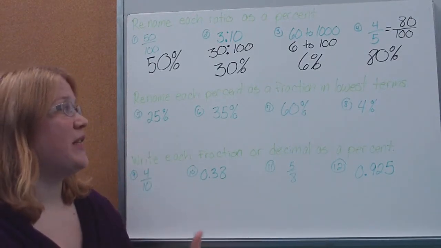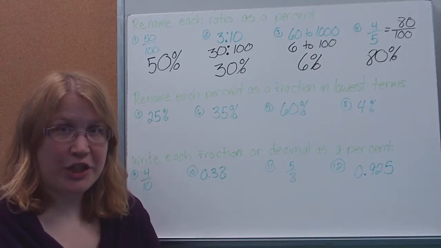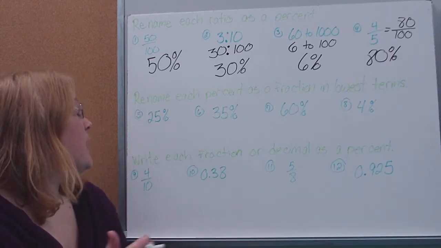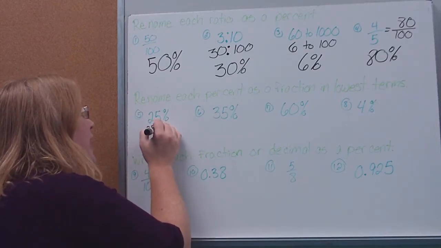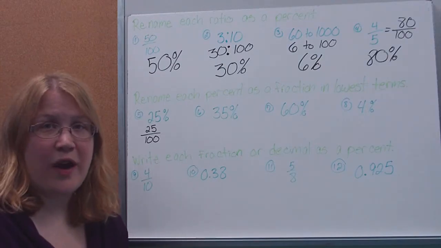Here I've given you the percentage. Now we're going to go the other way. We're going to take the percentage, we're going to write it as a fraction, and then we always want to write our fractions in lowest terms. So remember, they're a ratio over 100. So the first thing I'm going to do is just take my percentage number and write it over 100. I've now written it as a fraction.